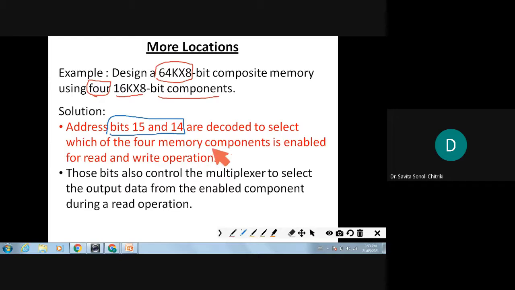To select which of the 4 memory, the width is the same, so we need to find out which memory to select. So address decoding is done. Bits 15 and 14 are decoded to select which of the 4 memory components are enabled for either reading or writing operations. Those bits also control the multiplexer to select the output data from the enabled component. So you can see what is being done by address 14 and 15.